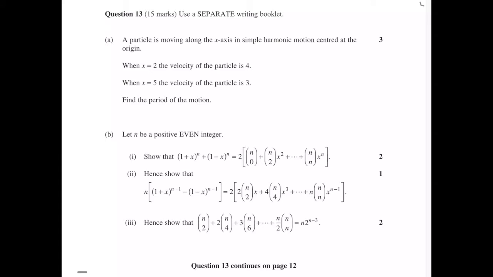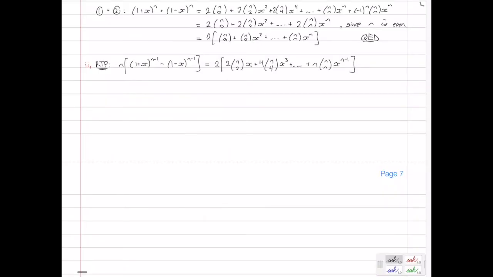All right, now part 2. Hence show that this expression holds. I'm not going to read that out. So let's have a look at what we have. We can see now that we've started to get an n coming out. If we're just looking at the left-hand side, we can see that there's a reduction in the power and an n has come out as a coefficient. That almost always indicates that we have to differentiate.